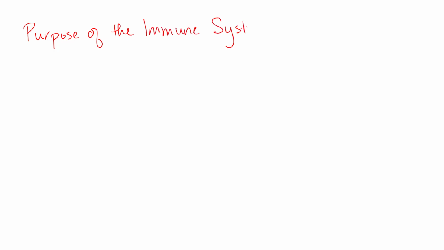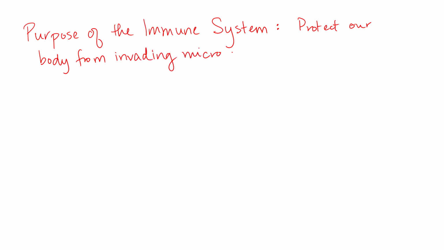So the purpose of the immune system. The purpose of our immune system is to protect our body from invading microorganisms. That's really its main job.